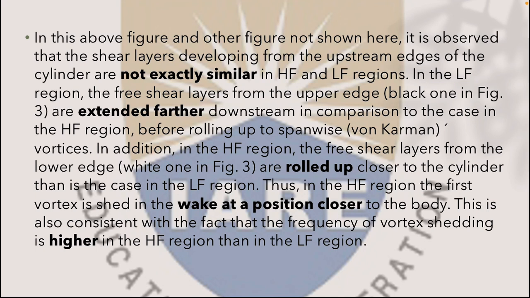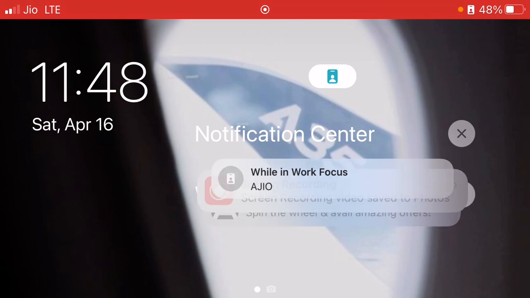In addition, in the HF region, the free shear layers from the lower edge roll up closer to the cylinder than is the case in the LF region. Thus, in the HF region, the first vortex is set in the wake at a position closer to the body. This is also consistent with the fact that the frequency of vortex shedding is higher in the HF region than in the LF region.